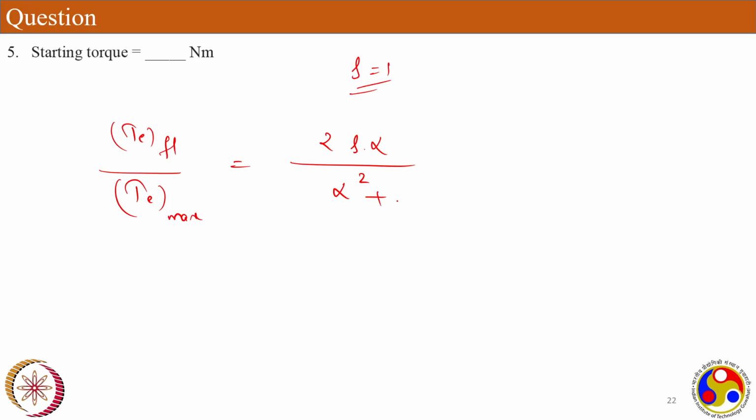So the maximum torque is 133 multiplied by this entire term. You will give the 130 times this one. This will come out to be around 41.5 Newton meter. That is the starting torque.